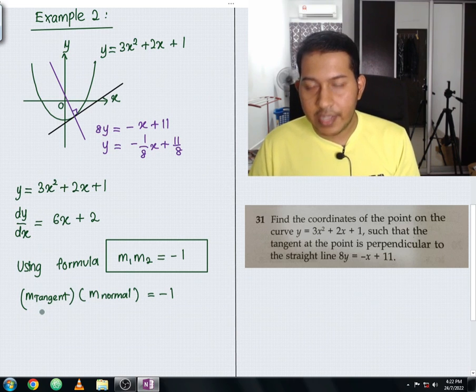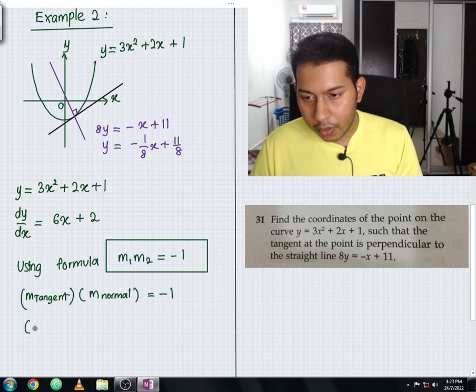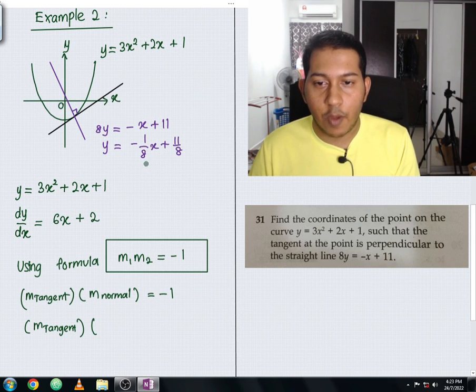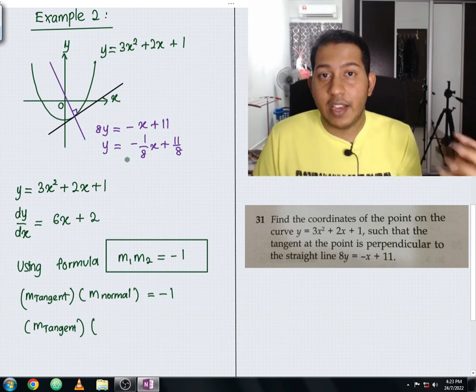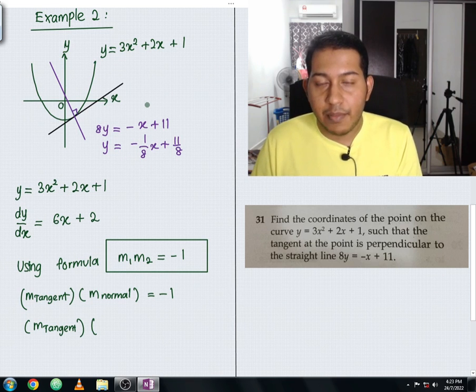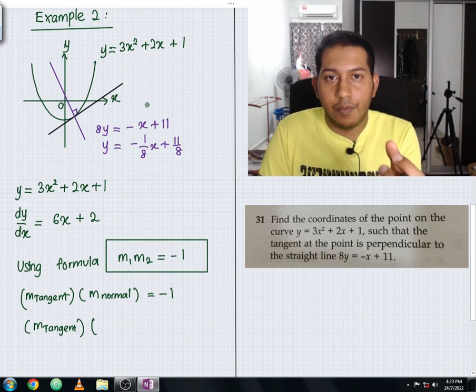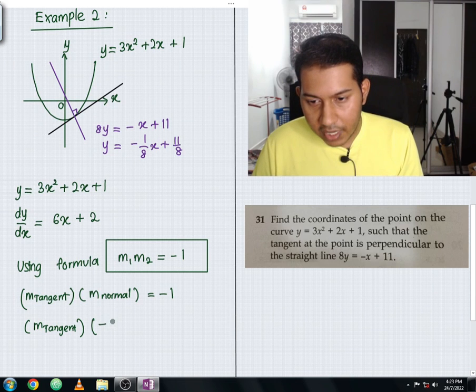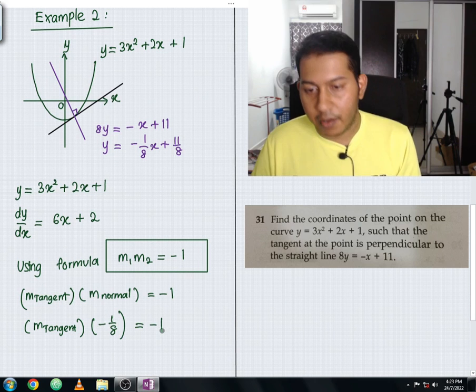So gradient of tangent is the one we are going to find now. So just write here m tangent. Gradient of normal we already have here, which is negative 1 over 8. Remember, y equals mx plus c. m is actually the gradient of the straight line. So in this case, you have m equal to negative 1 over 8. So you just write negative 1 over 8 over here. m tangent times bracket negative 1 over 8 equals negative 1.